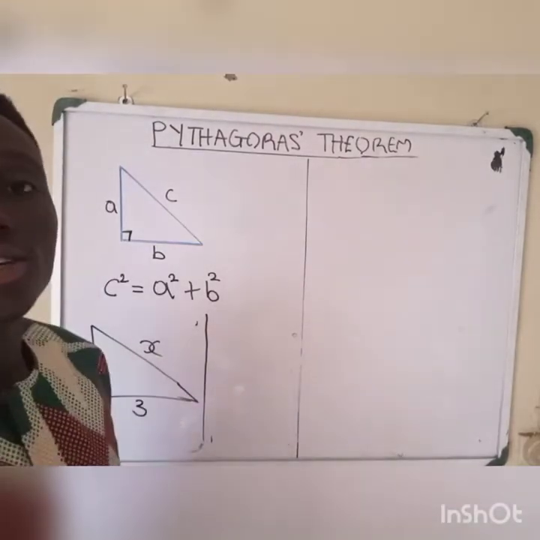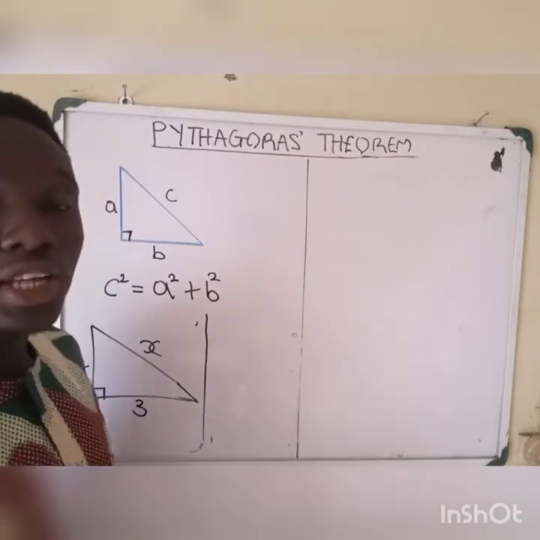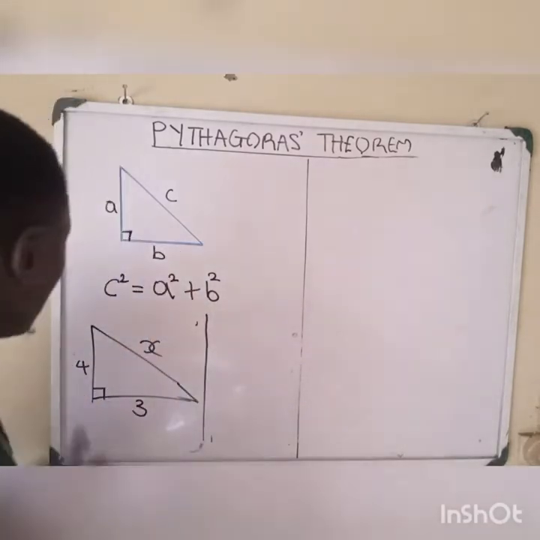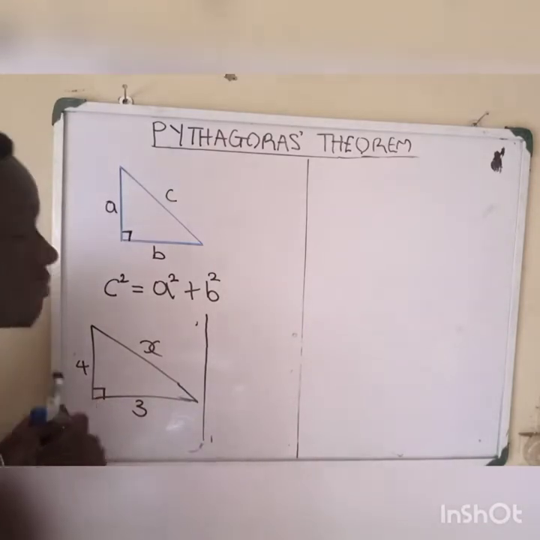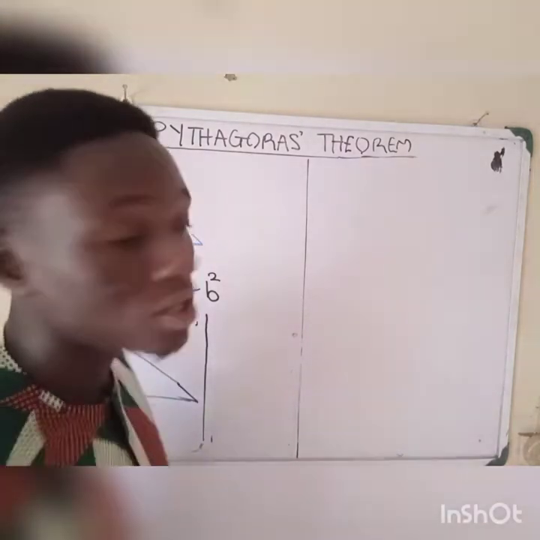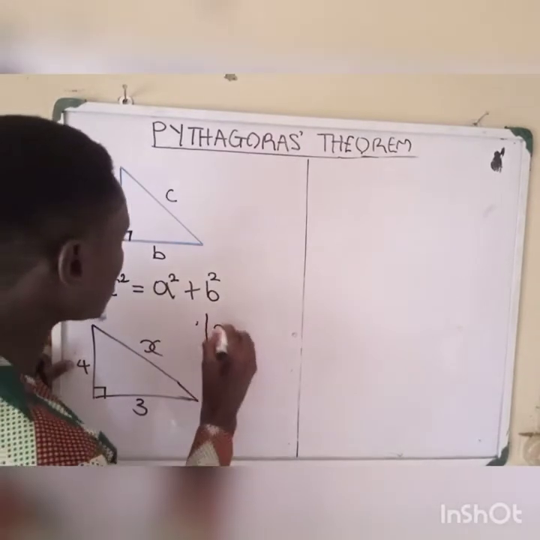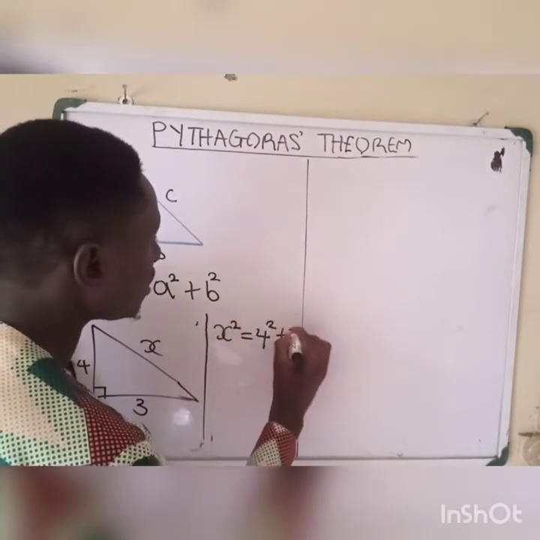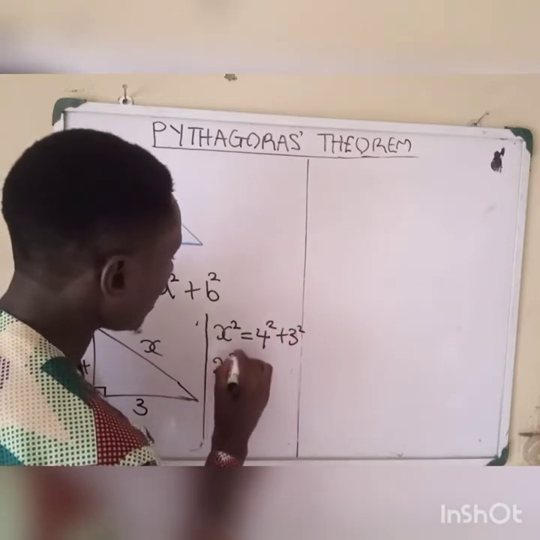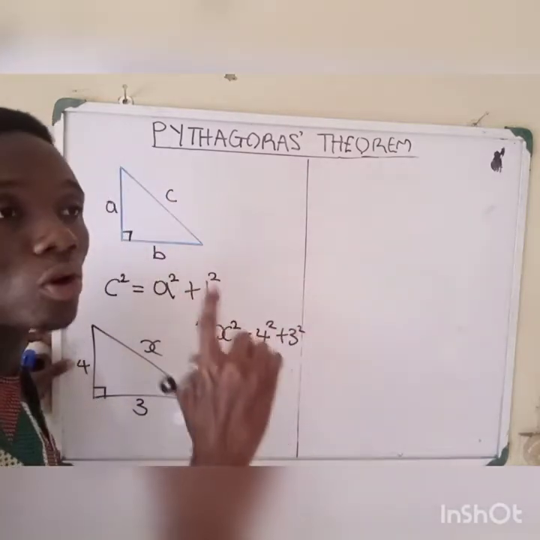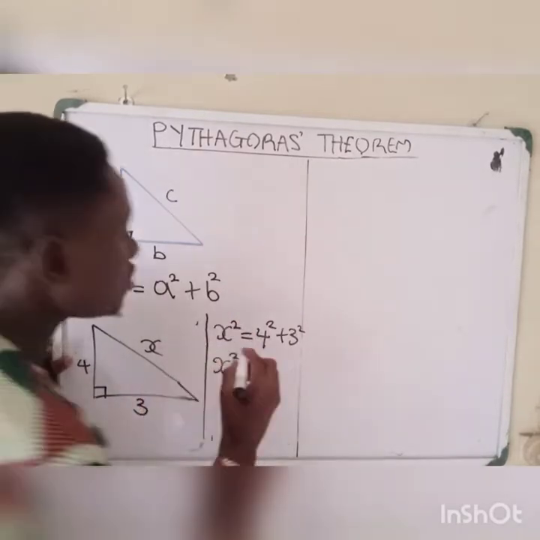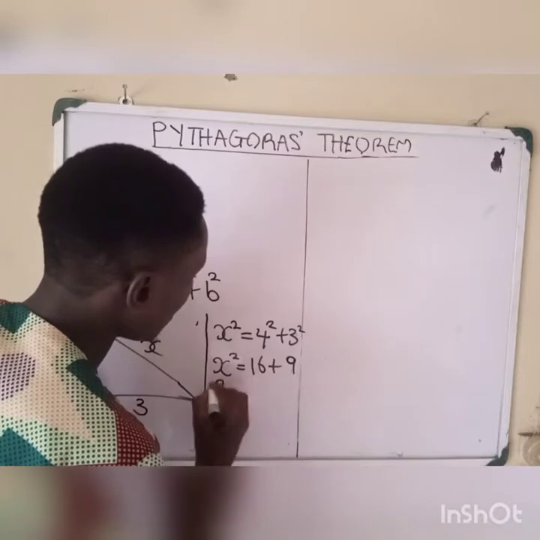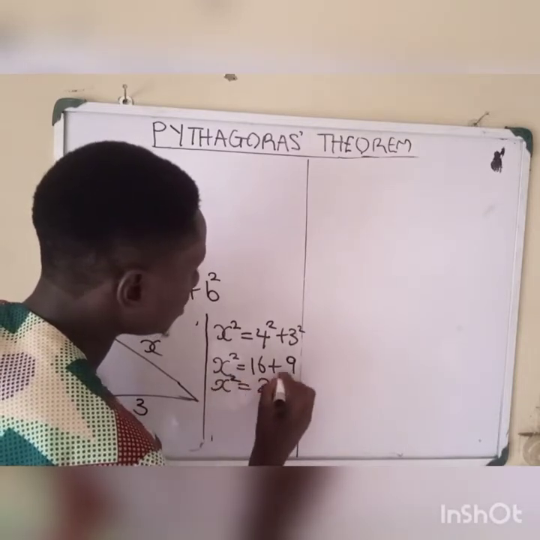This missing side here, x. First of all, we check if this is a right angle triangle before applying the Pythagoras theorem. Now, since there's a 90 degree here, we conclude that this is a right angle triangle. Now what do we do? The hypotenuse, x, squared equals 4 squared plus 3 squared. This is x squared equals 4 squared, which means 4 times 4, not 4 times 2. So 4 times 4 is 16 plus 3 times 3, which is 9. So we have x squared equals 25.